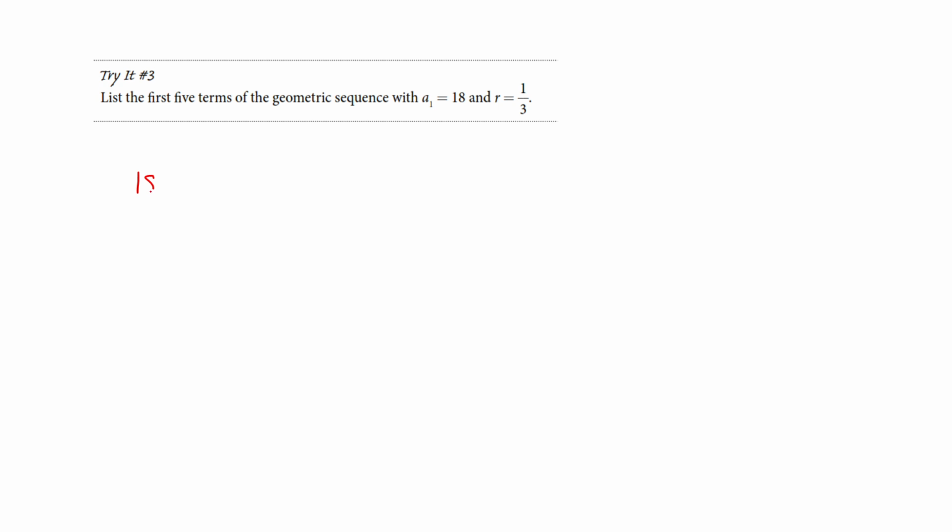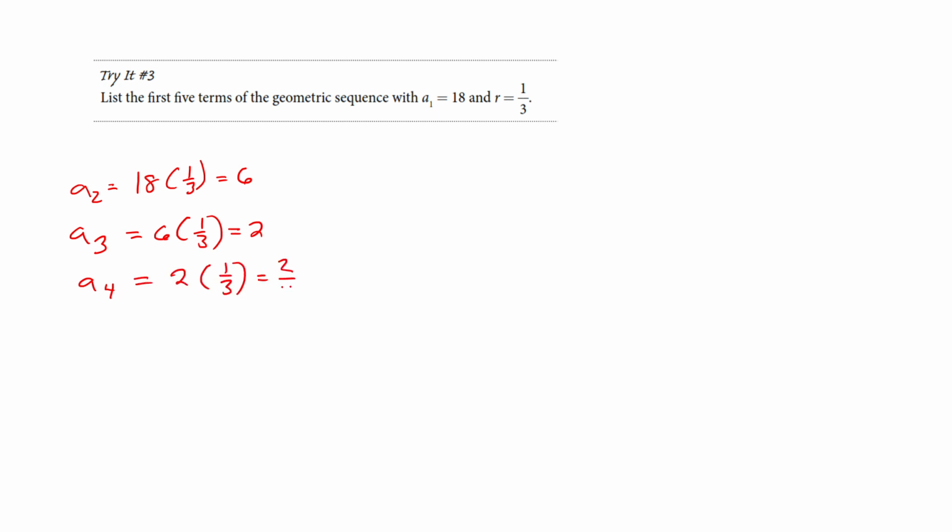All right, so same thing again. I've got A1. So if I want to find A2, I'm going to do 18 times 1/3, which is going to give me 6. Now if I want to find A3, I'm just going to take 6 and times it by 1/3, gets me 2. If I want to find A4, I'm going to take 2, multiply it by 1/3, I get 2/3. For A5, the fifth iteration, I'm going to take 2/3, multiply it by 1/3. Just repeated multiplication, so I'm going to get 2/9.